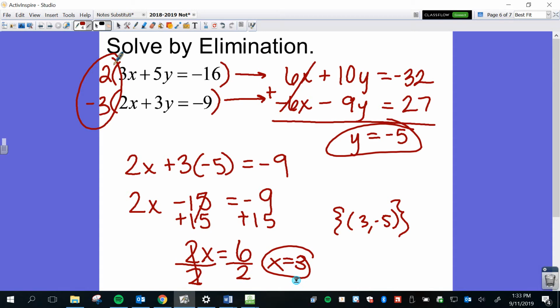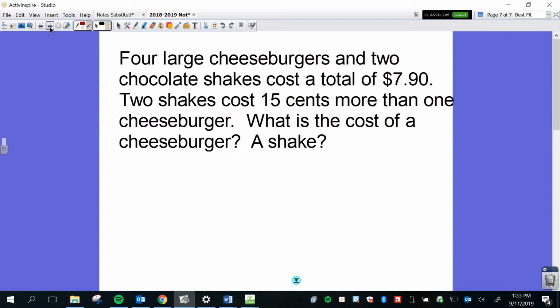Sword problem. Okay. You don't have to copy this down word for word in your notes. Maybe just start at the system with me, okay? But let's read it and understand what's going on, okay? 4 large cheeseburgers and 2 chocolate shakes cost a total of $7.90. 2 shakes cost 15 cents more than 1 cheeseburger. What is the cost of a cheeseburger and a shake?